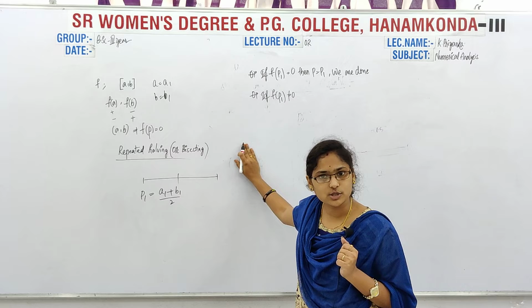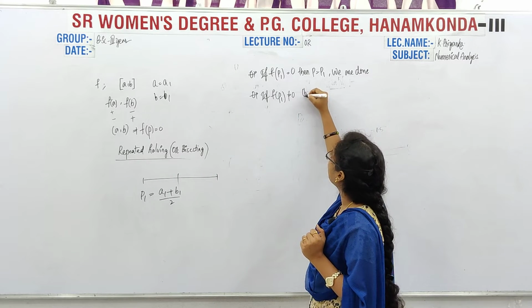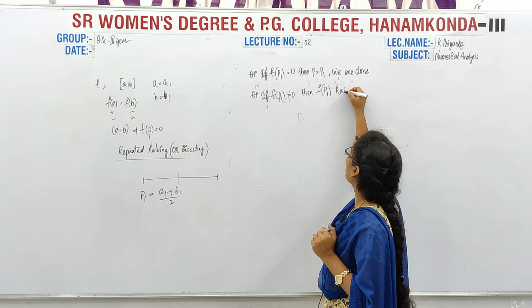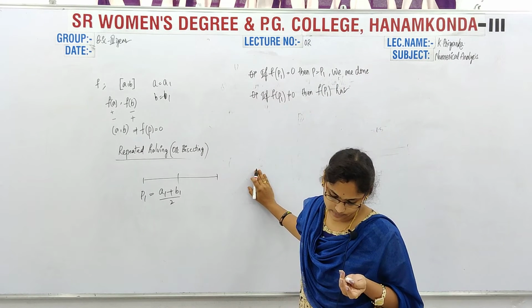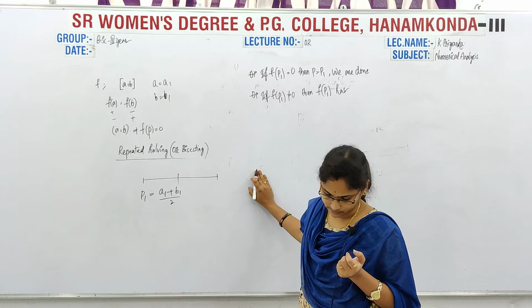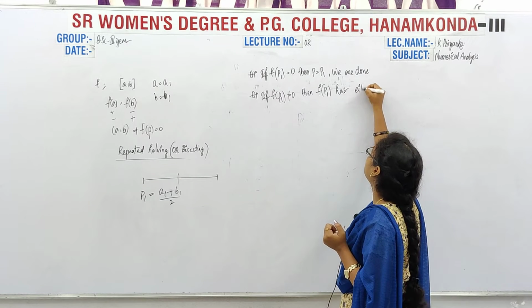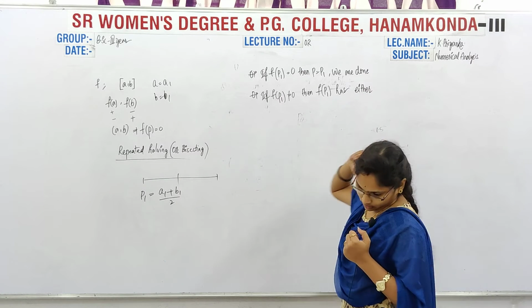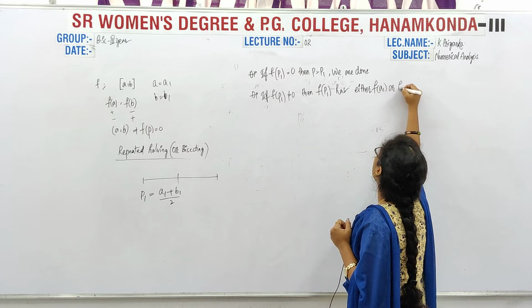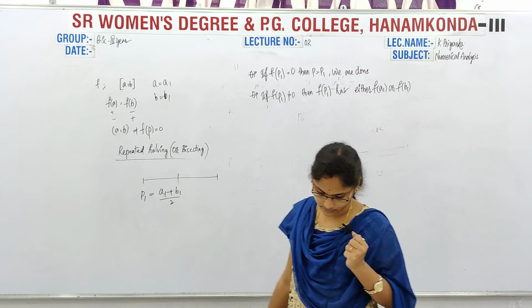If f of P1 is not equal to 0, then f of P1 has the same sign as either f of A1 or f of B1. First write it, after that I will explain.